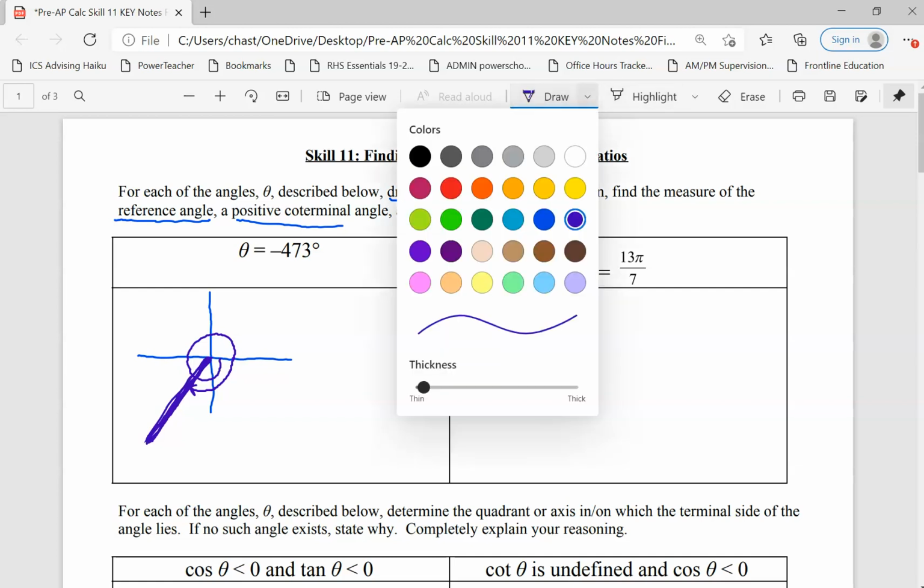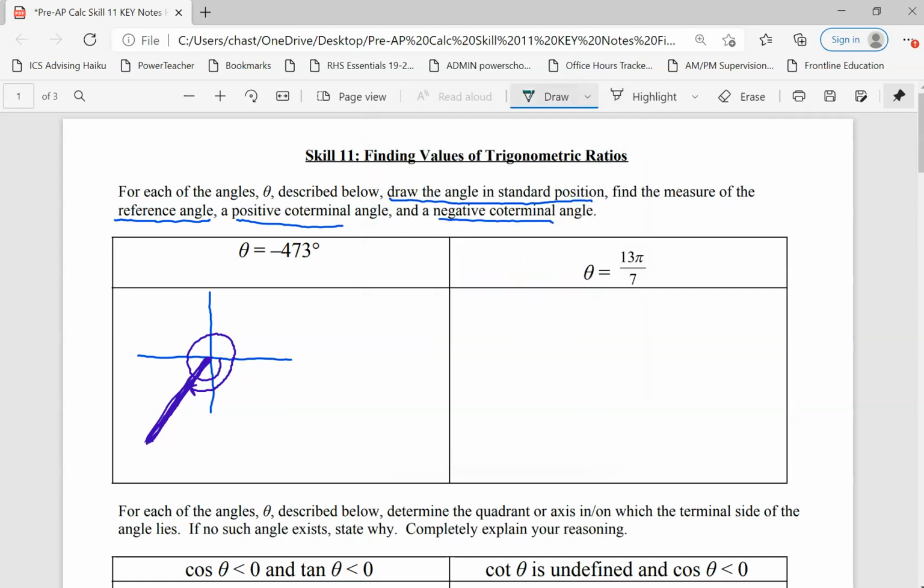Now what we need to do is figure out the reference angle. This is going to be where our reference angle is, and I told you that to go from here to here was 113. So if I take 180 minus 113, I find that this reference angle is 67 degrees. Okay, so that's how I'm figuring that out.